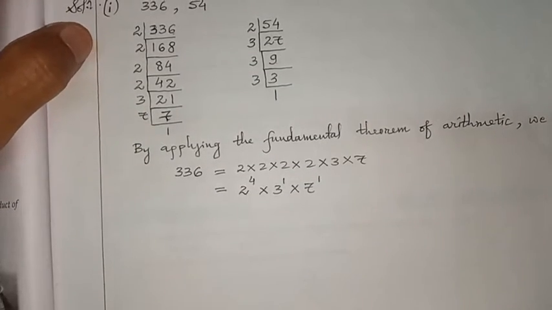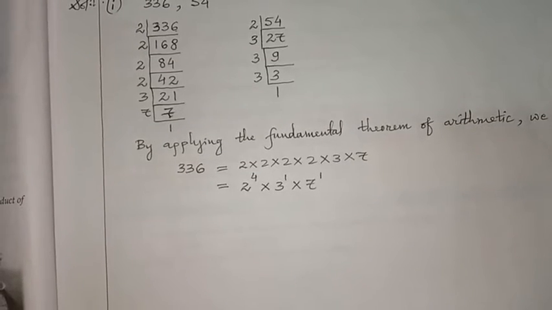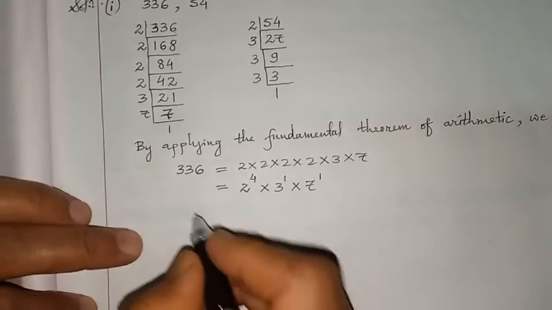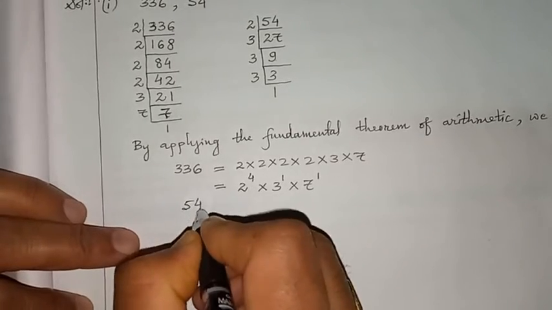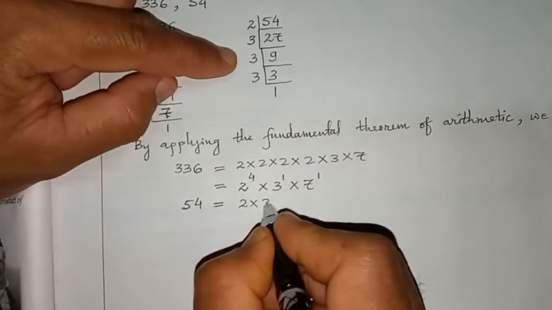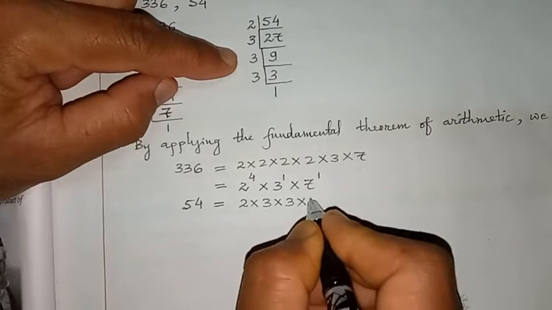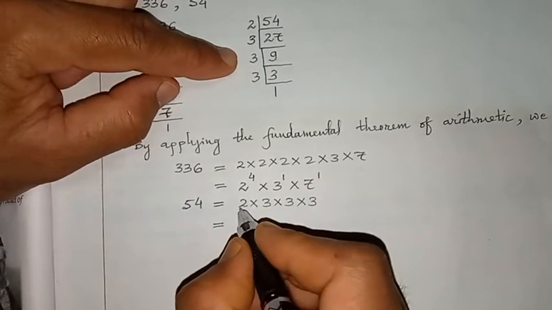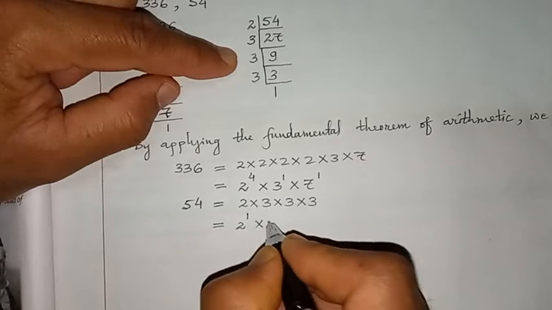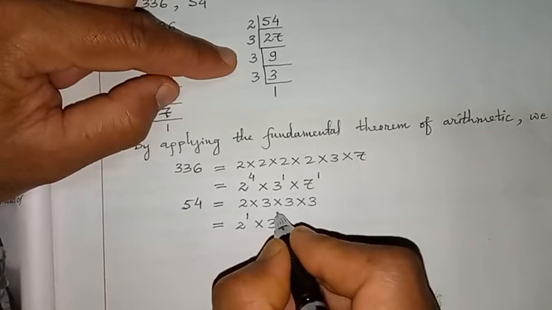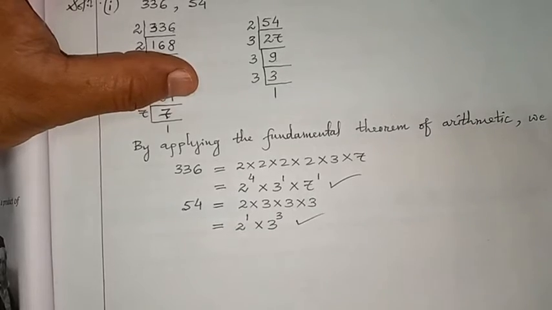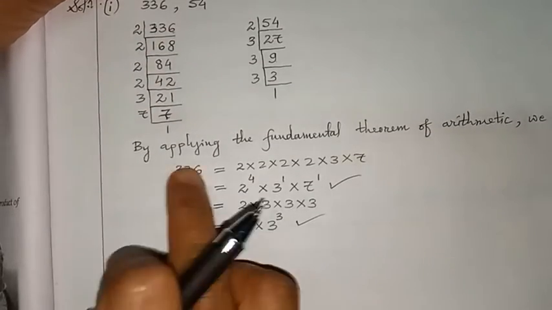Okay, clear? So now we'll do for 54. We'll write like this. 54 we'll write what? 2 into 3 into 3 into 3, which gives us 2. 2 is coming only one time, so 2 raised to power 1. 3 is a prime factor, but how many times? 3 times, so 3 raised to power 3. So we have finished the prime factorization of these two given numbers.